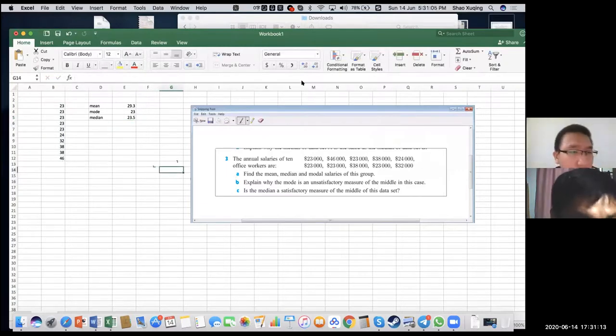Nice. Oh, just to share with you, you don't have to rank the data, but of course, if you want to rank them, go ahead, but you don't have to.